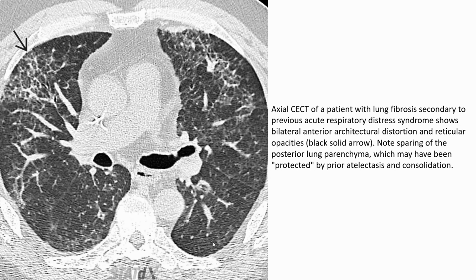Another case of contrast-enhanced CT of a patient with lung fibrosis secondary to previous acute respiratory distress syndrome. There is bilateral anterior architectural distortion and reticular opacity, with sparing of the posterior lung parenchyma, which may have been protected by prior dependent atelectasis and consolidation.